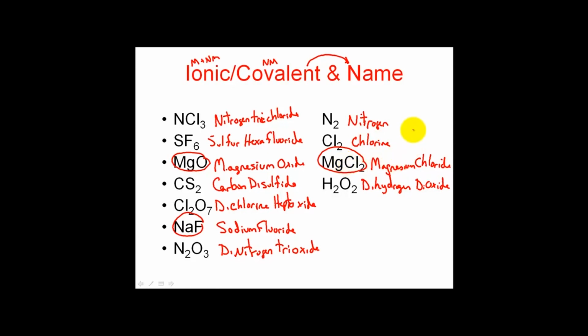A couple key ones here. N2 is nitrogen. I just named the periodic table name anytime I have two of just one element. So I have two of just this guy and two of just this guy. I call them the periodic table name. I use nitrogen and I use chlorine.